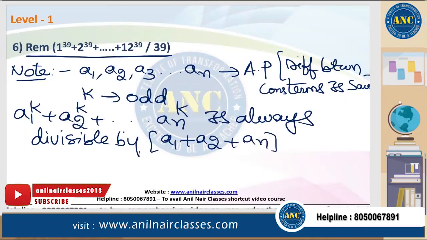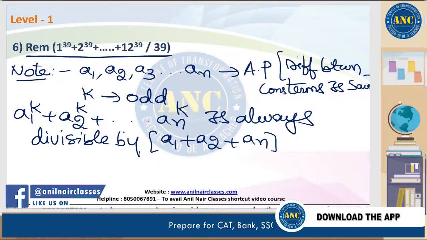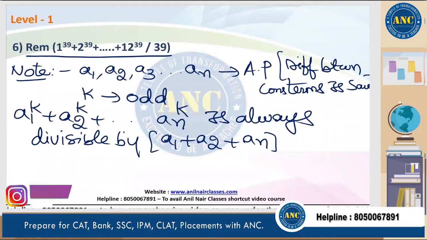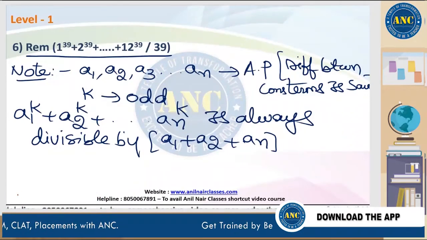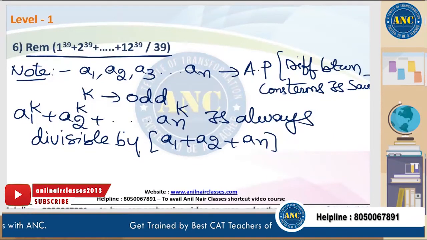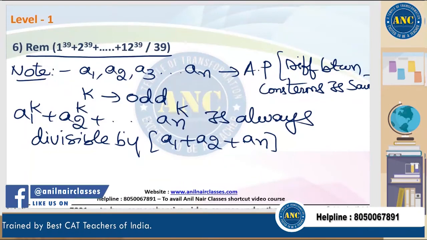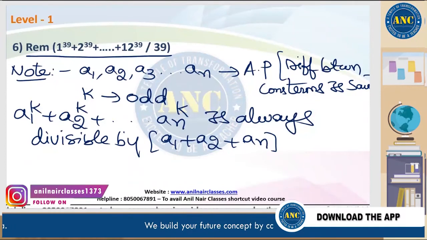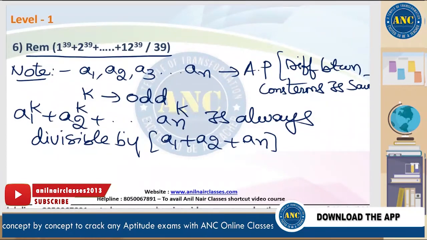Please write down: only if the power is an odd number and the base terms are in AP. AP means 1, 3, 5, 7, 9, where the difference is 2, or 2, 5, 8, 11, 14, where the difference is 3, which is the same. If k is an odd number and the bases are in AP, then a1 power k plus a2 power k and so on up to an power k is always divisible by a1 plus a2 and so on up to an.